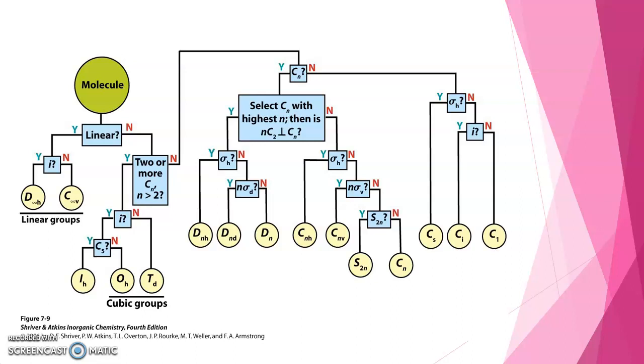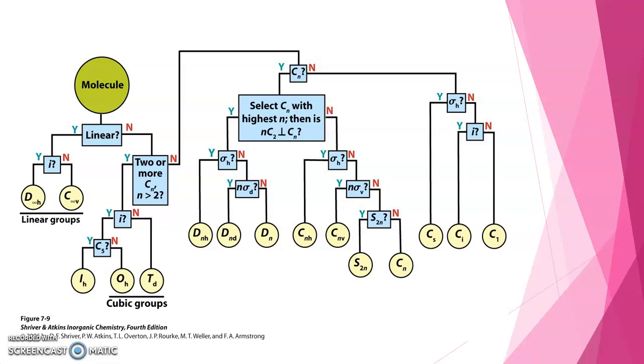Then we consider whether the molecule has an inversion center, center of symmetry, or not. If the molecule is linear and it also has the center of symmetry, that is inversion center i, then the point group of the molecule is D∞h. If the molecule is linear and it does not have any inversion center or center of symmetry, then the point group of the molecule is C∞v.